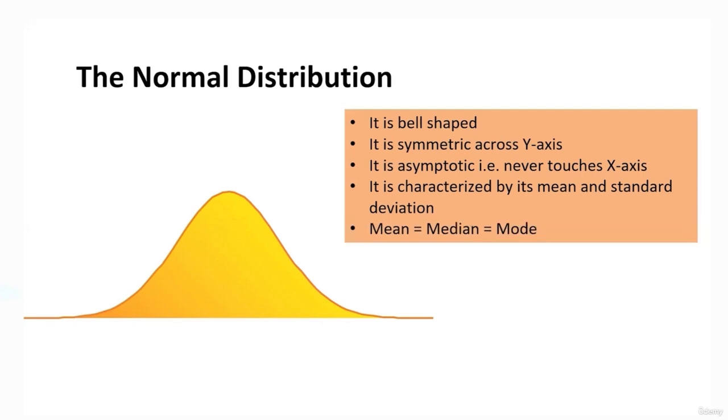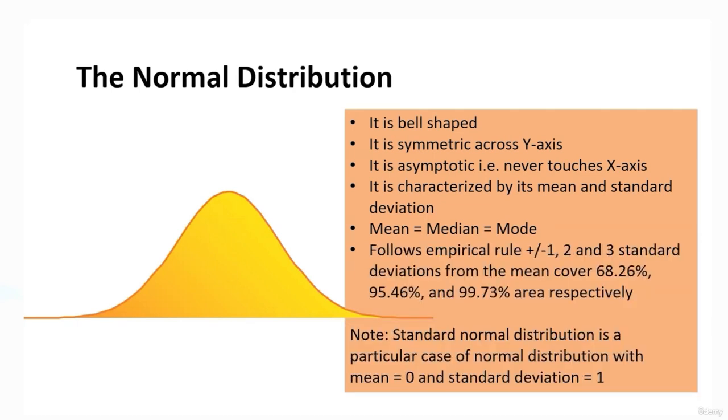Another interesting property of a normal distribution is that the mean, the median, and the mode all coincide. These are basic definitions of central tendencies, and in case of normal distribution, they all coincide. Now comes the most important property. Normal distribution follows an empirical rule. Now, empirical rule means it doesn't need a proof. It's something which is observed.